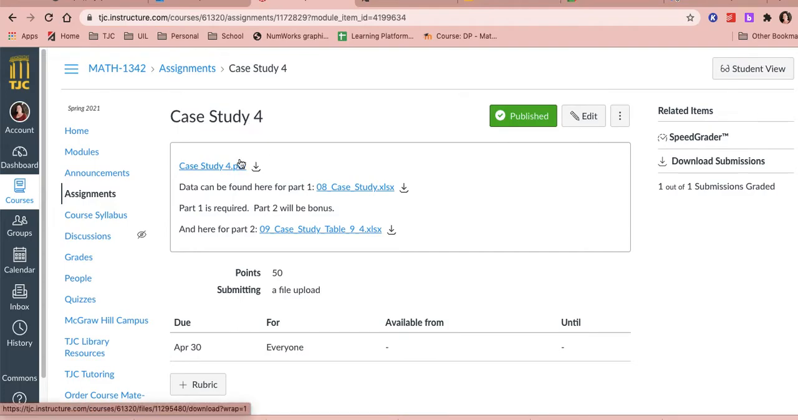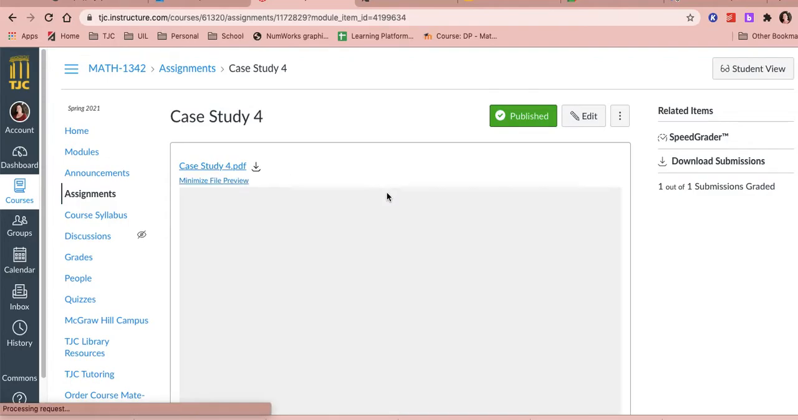It says on there, part 1 is required, part 2 will be bonus. So you only have to do part 1. And part 1 goes with chapter 8. So it's the confidence intervals. So let's pull up case study 4.